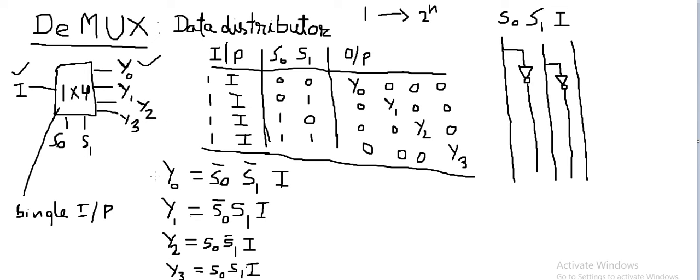Now for y0, because we have four outputs, we have to take y0, right, or y1, for y2, and for y3. So I have to increase the length of these inputs, right?